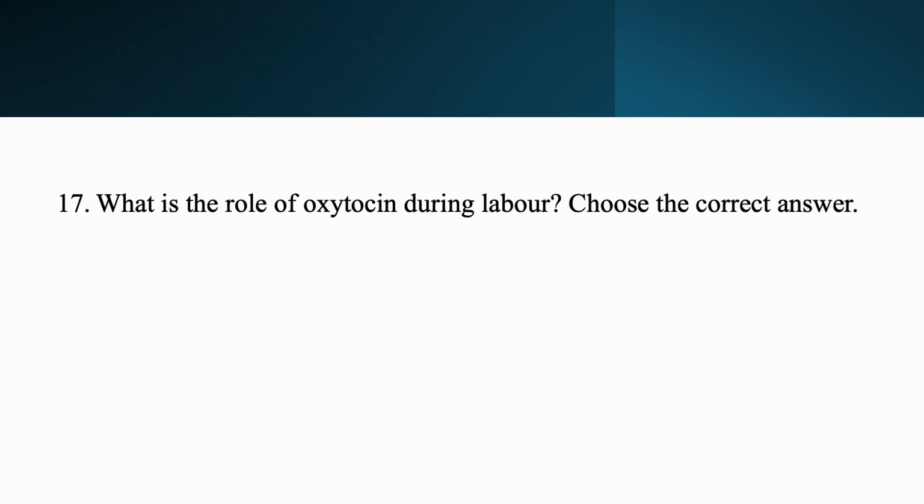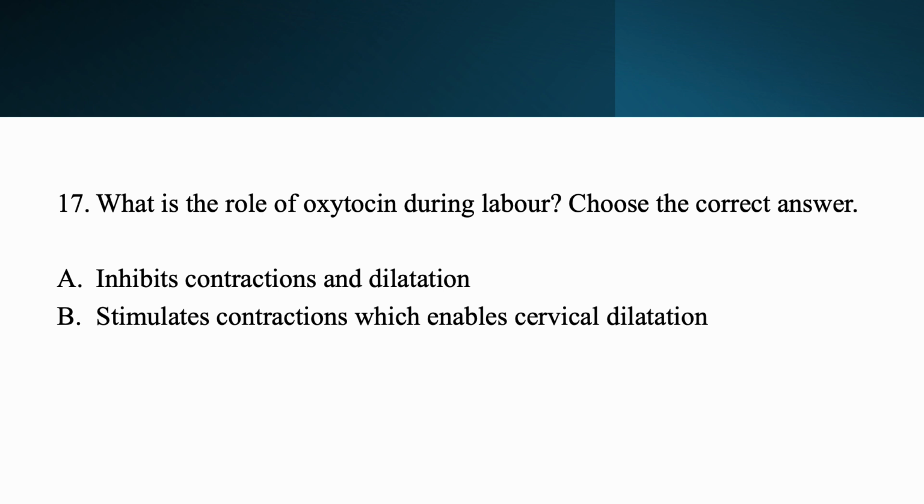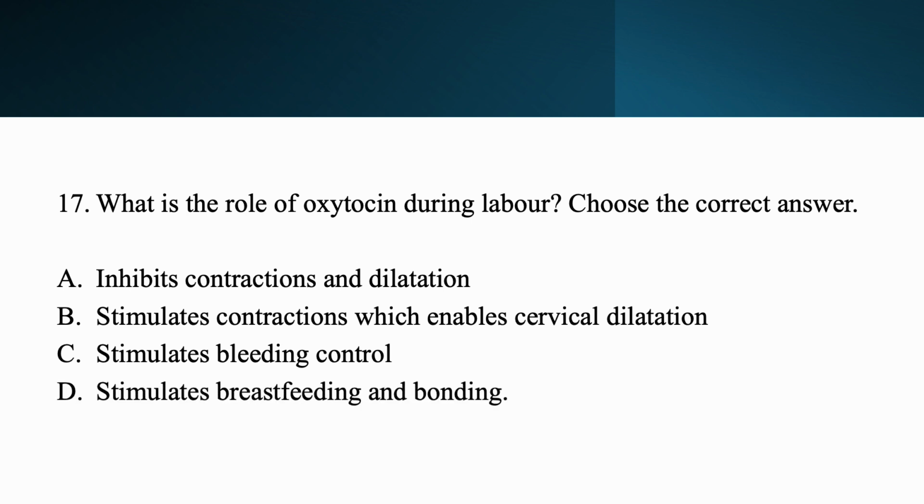Question number 17. What is the role of oxytocin during labor? Option A, inhibits contractions and dilatation. Option B, stimulates contractions which enable cervical dilatation. Option C, stimulates bleeding control. And option D, stimulates breastfeeding and bonding.